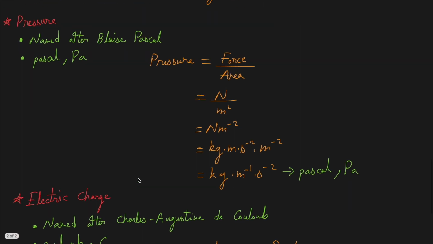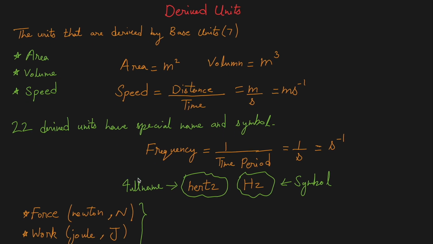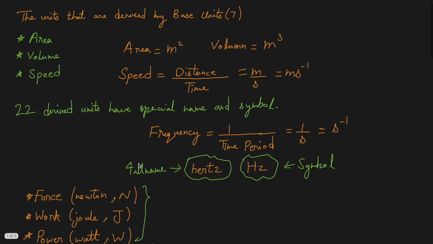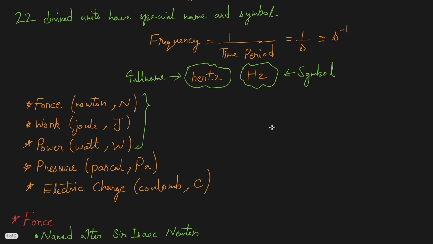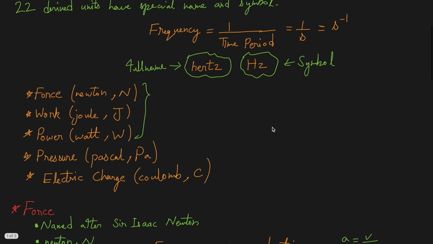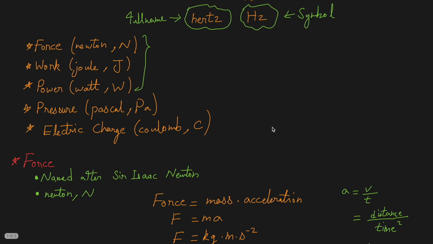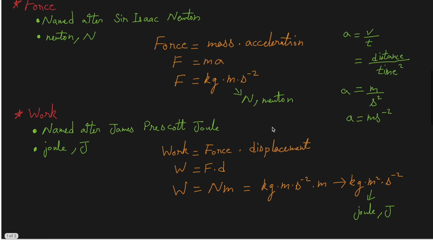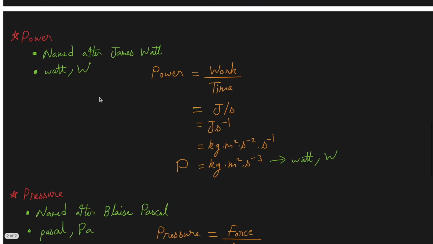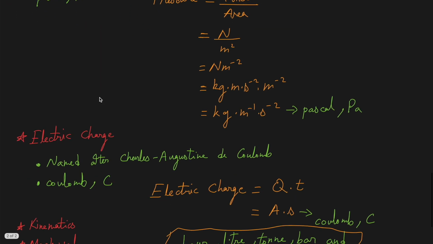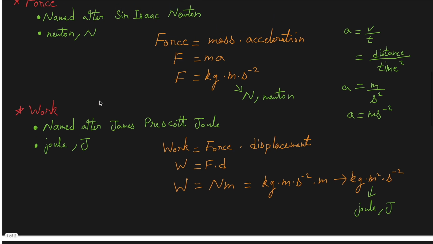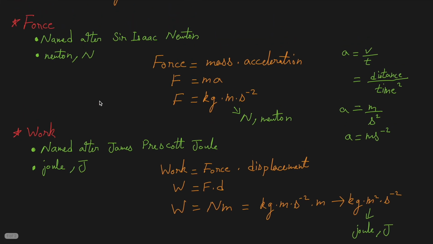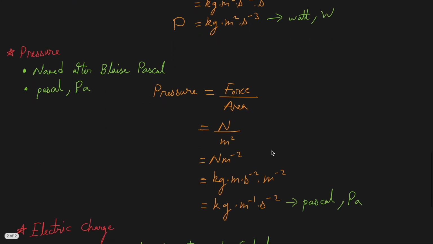So I think this basically covers the video. The derived units, how we derive them with the help of base units, and the procedure of how we write the full name and symbol, why we write the first letter of the symbol capital. And I have gone through force, work, power, pressure, and electric charge in order to explain how derived units are derived from the base units. And I think that covers the video.